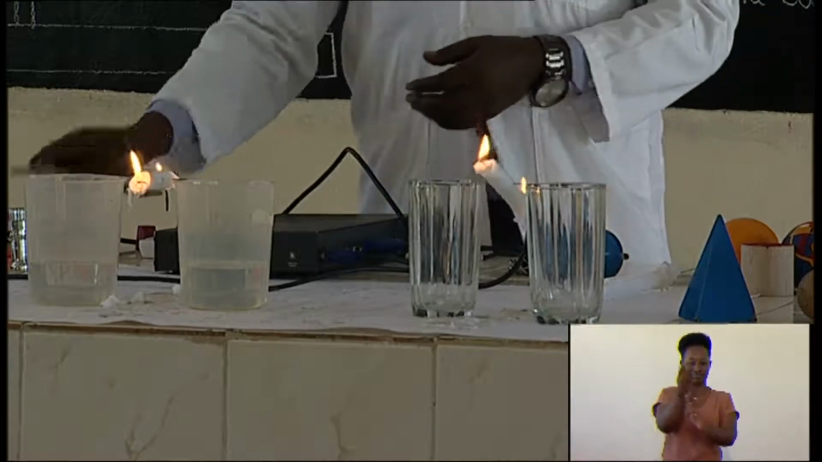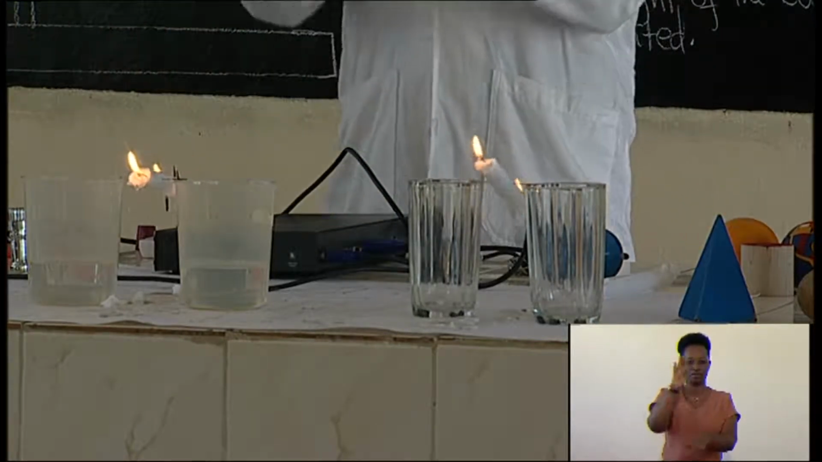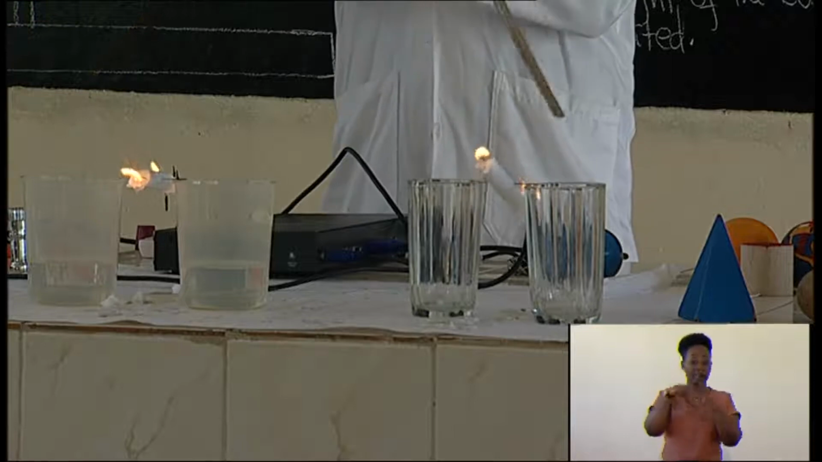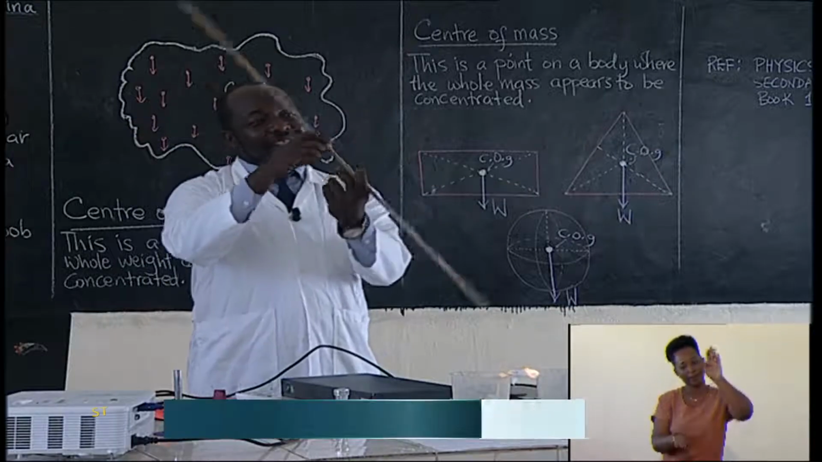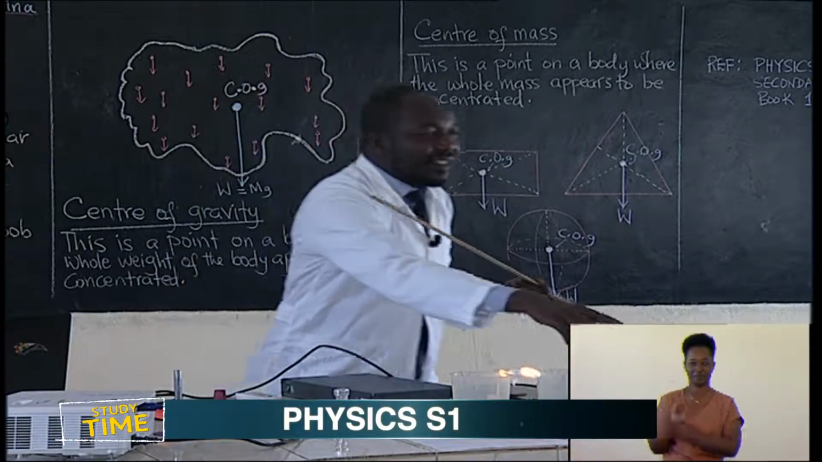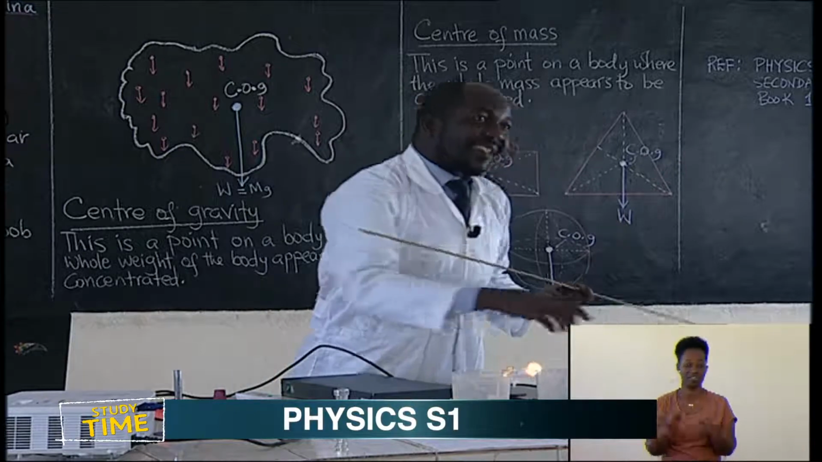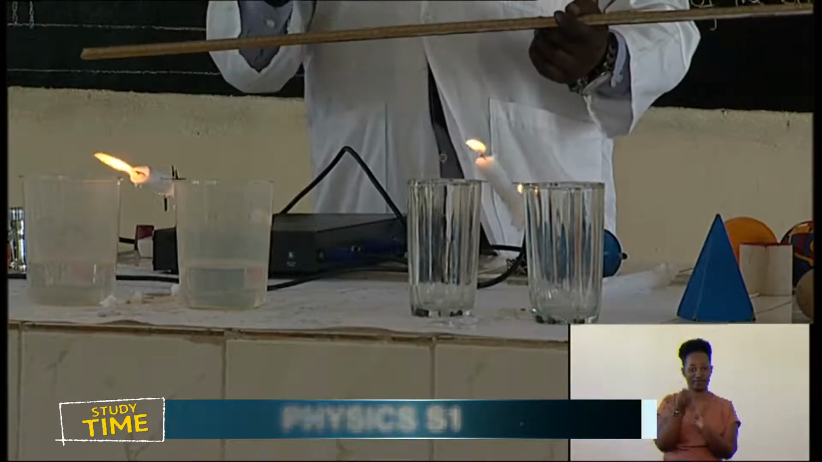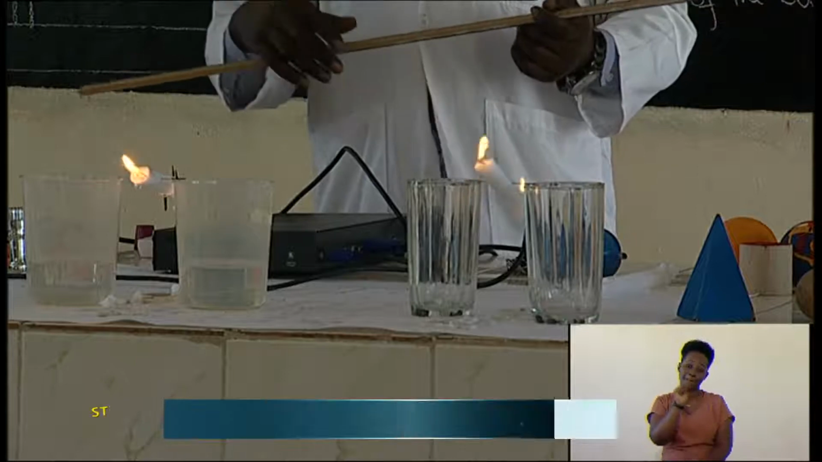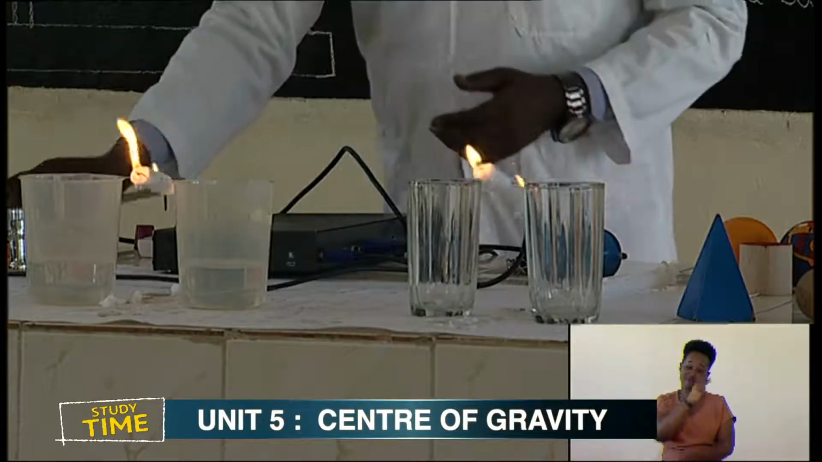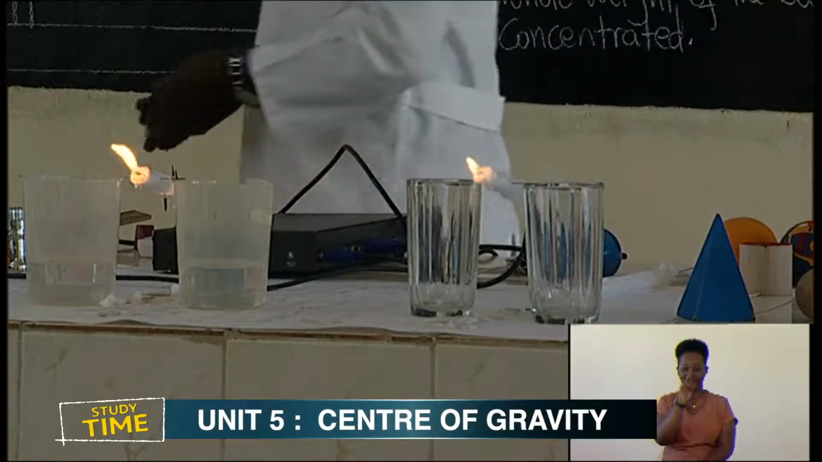And the resultant effect is that the candle then begins to oscillate, clockwise and anti-clockwise, clockwise and anti-clockwise. As you can see, what is happening with this candle. See? Magic of center of gravity. Okay? Good. So let us continue.